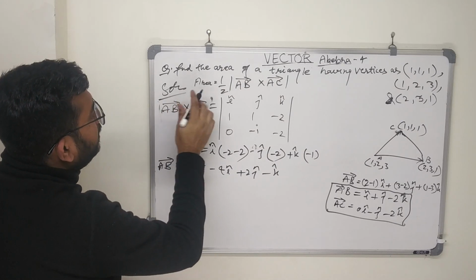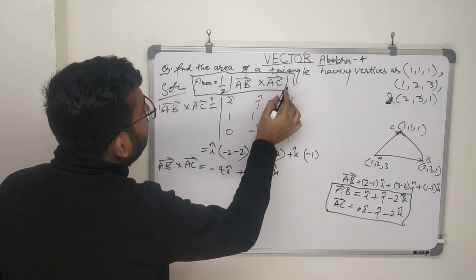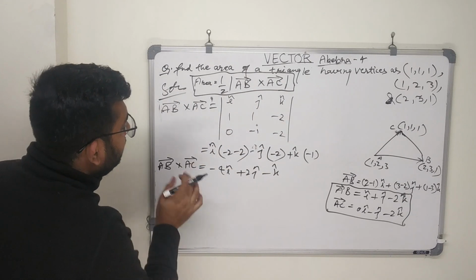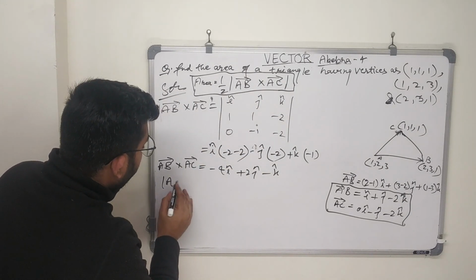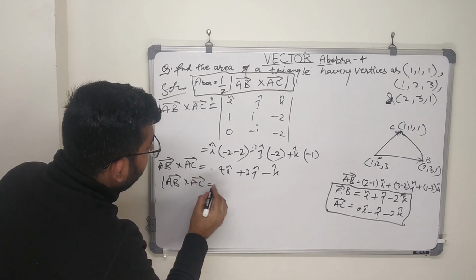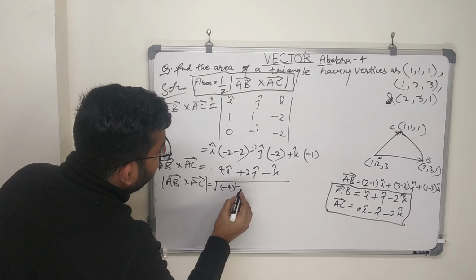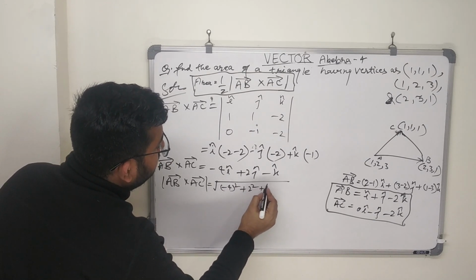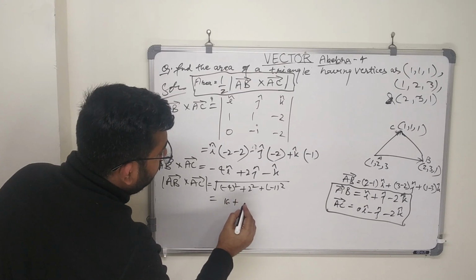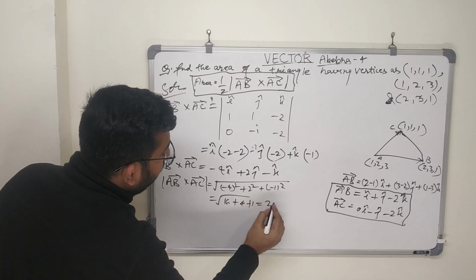Now finding the area of the triangle by this formula, first finding the magnitude of this vector, that is the magnitude of AB vector cross AC vector. This will be equal to the square root of minus 4 square plus 2 square plus minus 1 square. So this will be equal to 16 plus 4 plus 1, that is equal to root 21.